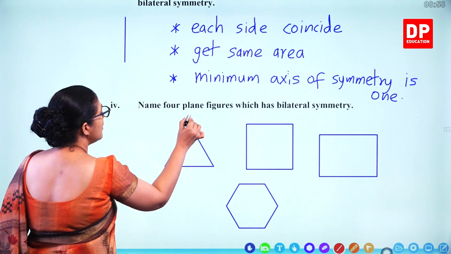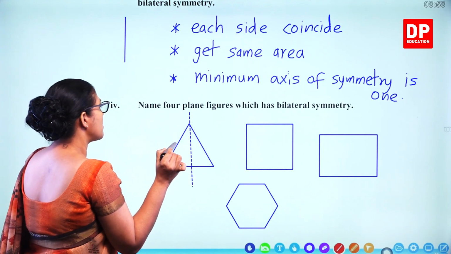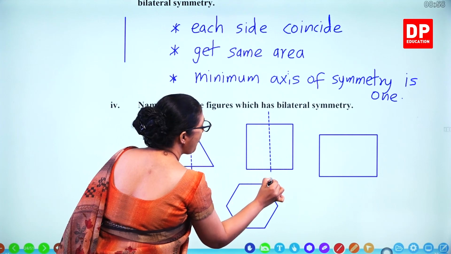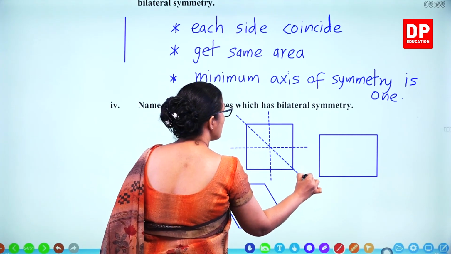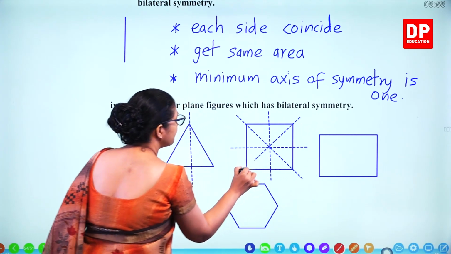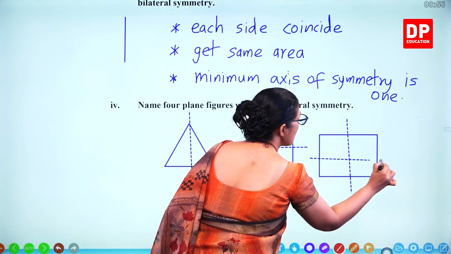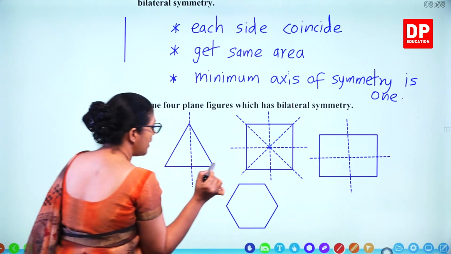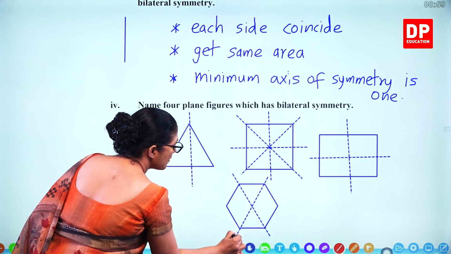Okay, so here if it's isosceles, I get only one axis of symmetry. If it's a square, I can draw 4. That's also bilateral symmetry. And if it's a rectangle, I get 2 axes of symmetry. And hexagon, 6.